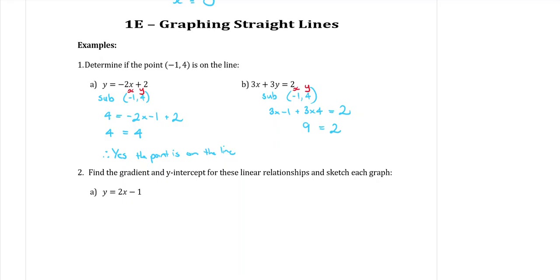2. So instead of having 9 equals 2 written there, we're going to put a line through the equal sign, saying that those two things are not equal, and if they are not equal, that means that the point is not on the line. So I'm saying no, the point is not on the line.